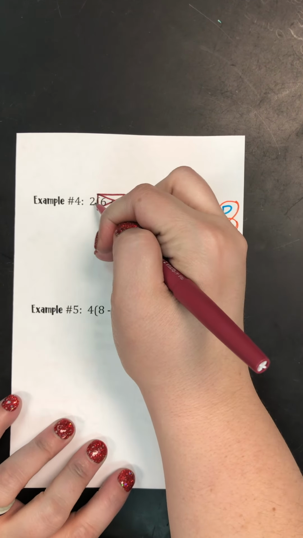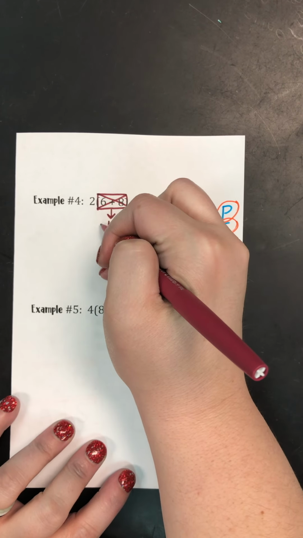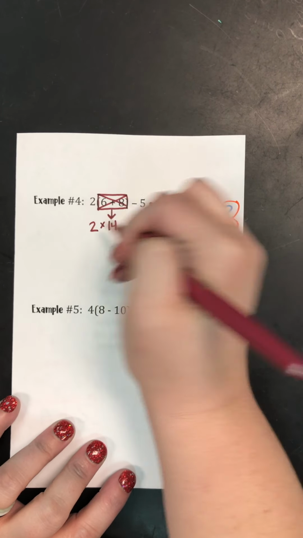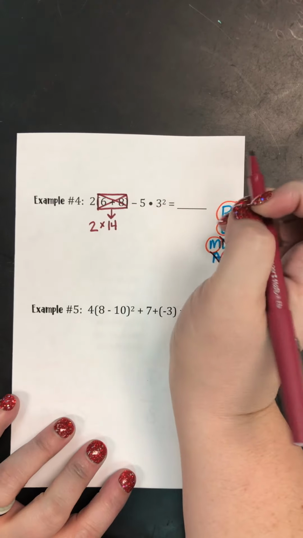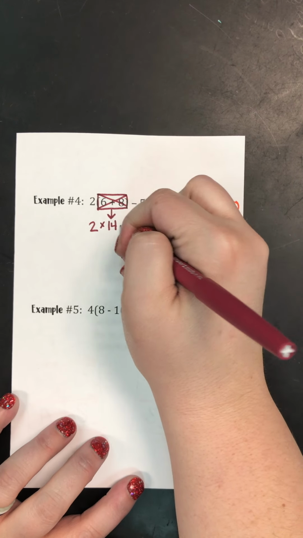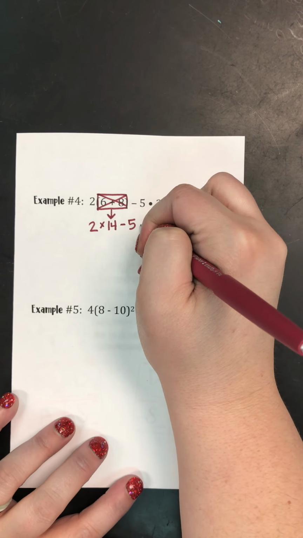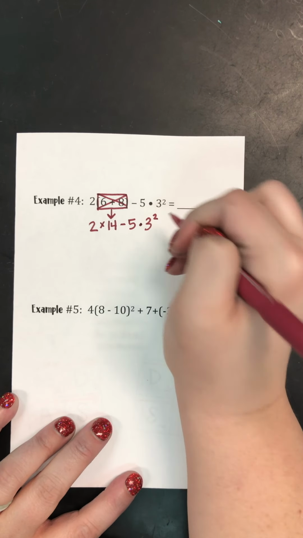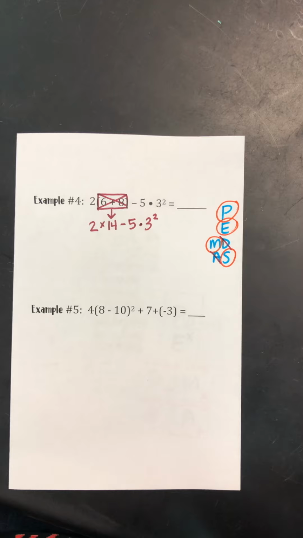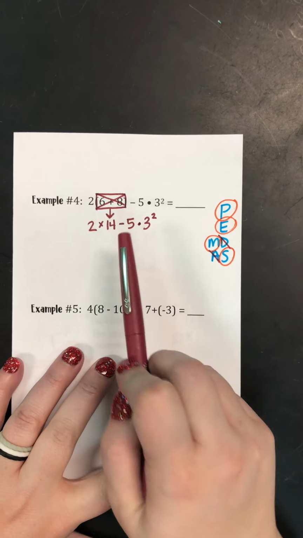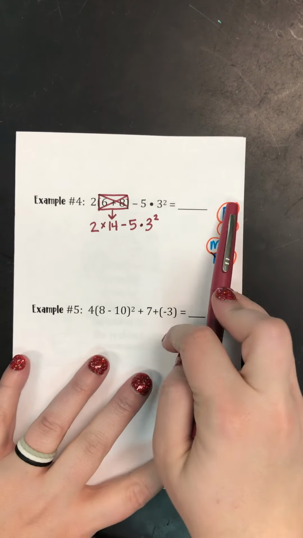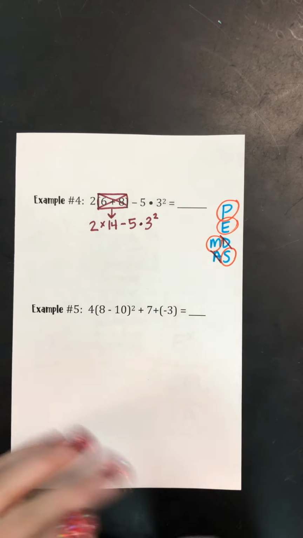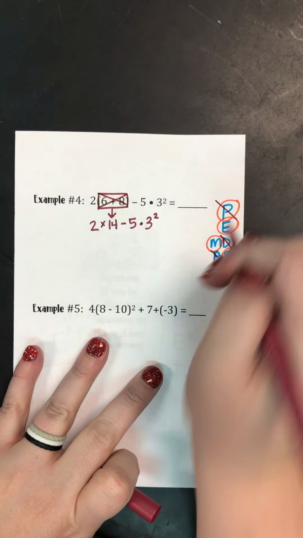My 2 was right next to my parentheses, which means it is multiplication. So I can now write multiplication, and I don't need to keep it in parentheses. Over here, I have a minus 5, then my dot, which is multiplication, and then a 3 to the power of 2, or 3 squared. So I've brought everything down and I'm ready for my next step. Do I have any more parentheses? No, so I'm going to mark it off.